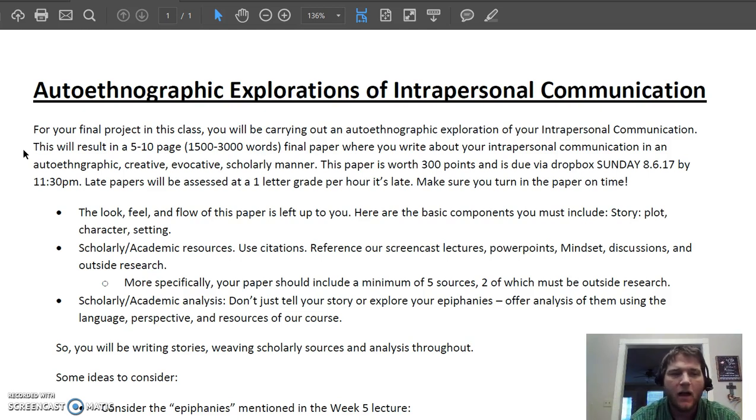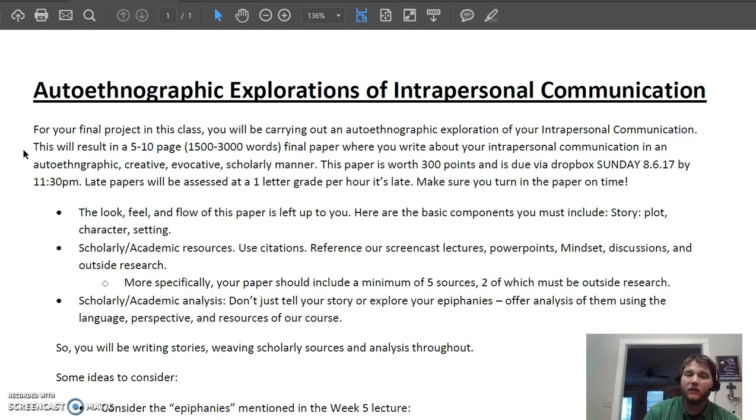Okay, look and feel and flow of the paper is completely up to you. You'll understand what that means. You've got to have story, plot, character, setting. You've got to have scholarly or academic resources. You need to use citations, reference our lectures, reference the PowerPoints, reference the book Mindset we've been reading all semester, the discussions and outside research.